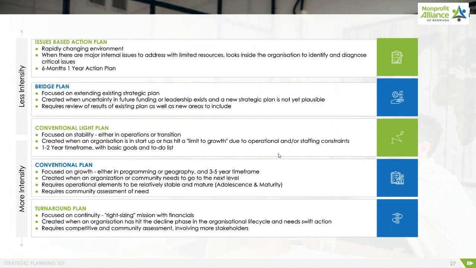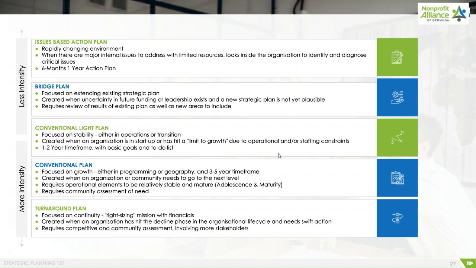Let's delve into these approaches a little more, going from the least intense to the most. Issue-based action planning is when you're planning amidst a rapidly changing environment and there are major internal issues to address with limited resources. This approach looks inside the organization to identify and diagnose critical issues and generally takes 6 months to 1 year of action planning.